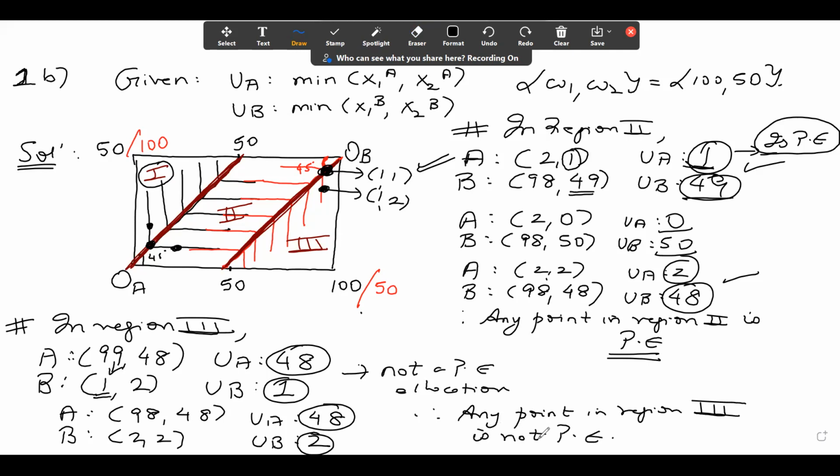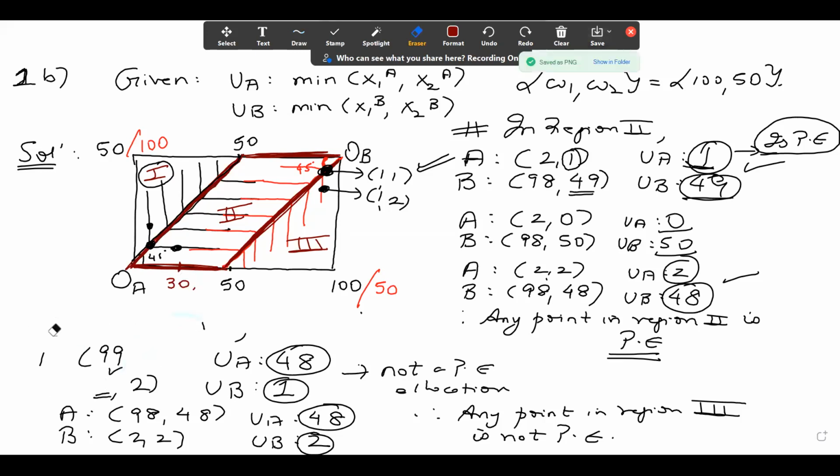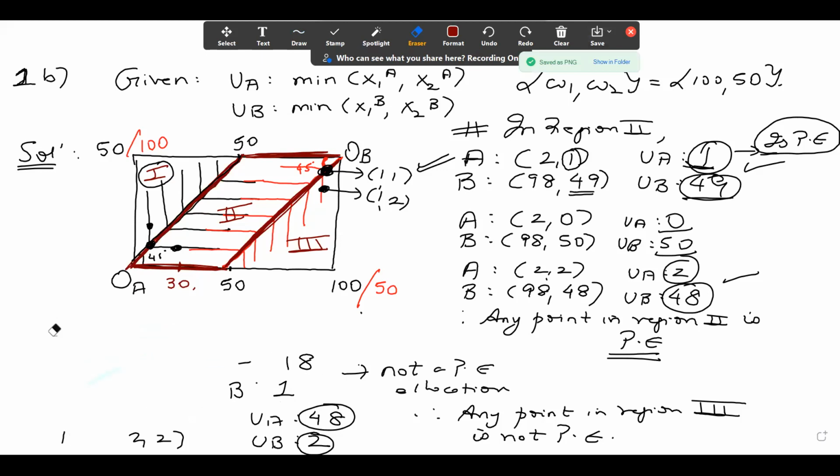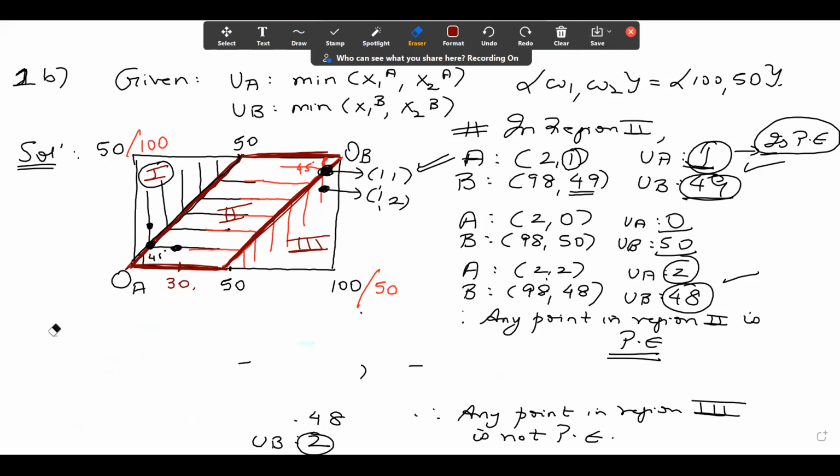So guys, what is my contract curve? My area of Pareto efficiency is nothing but this parallelogram. And you can clearly see I'll even have this particular part. You can take a point. Suppose I take a point here. Suppose this is 30. So take a point and you can verify this. The whole parallelogram is your region of Pareto efficiency. Suppose I take a random point to verify this.